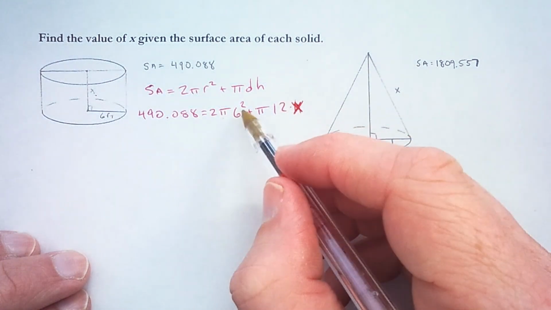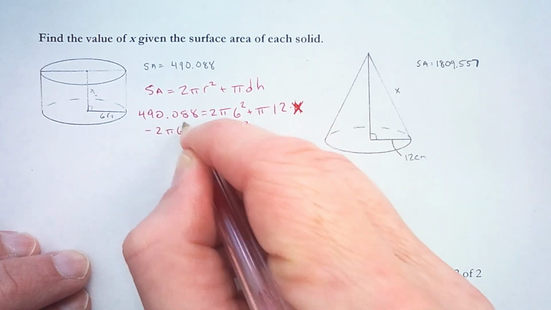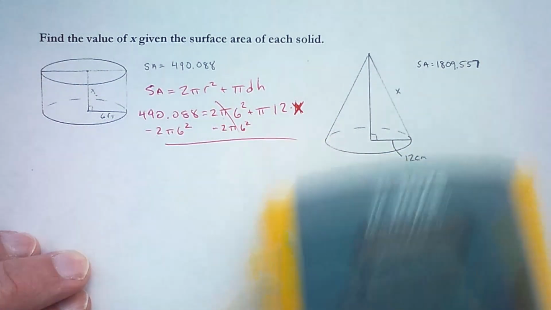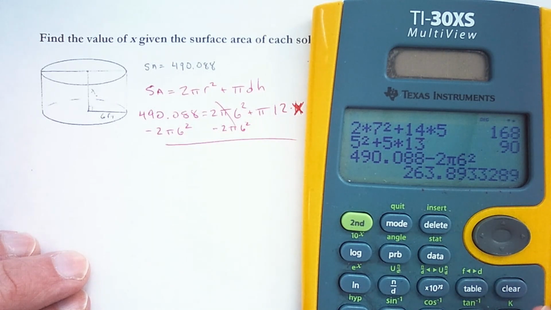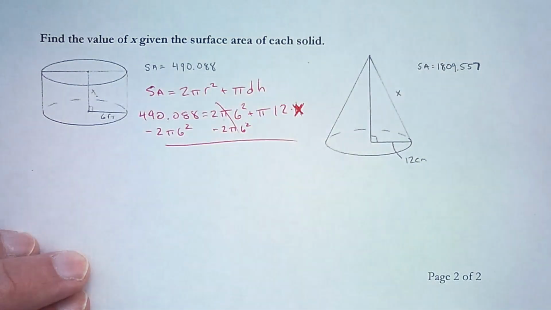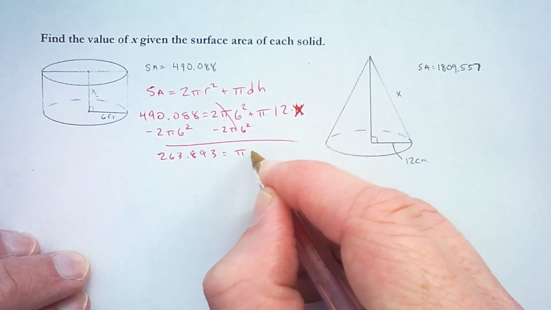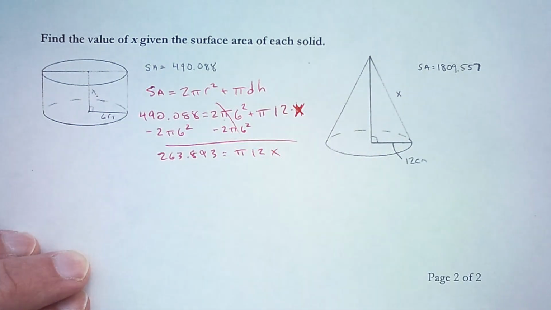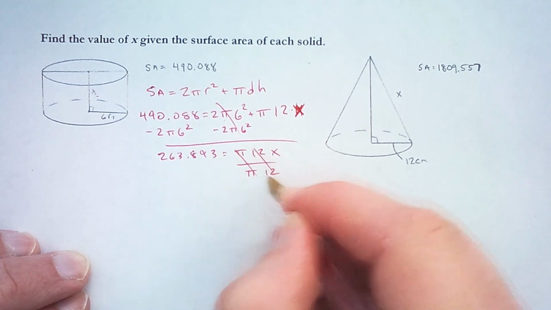Okay, so we can subtract 2 pi 6 squared from both sides. So we have 490.088 minus 2 pi 6 squared. Okay, so we have 263.893 equals pi 12x. And we can divide by pi and by 12.